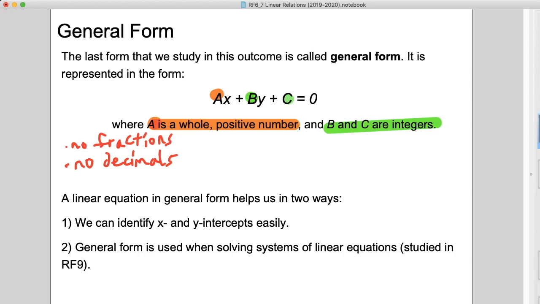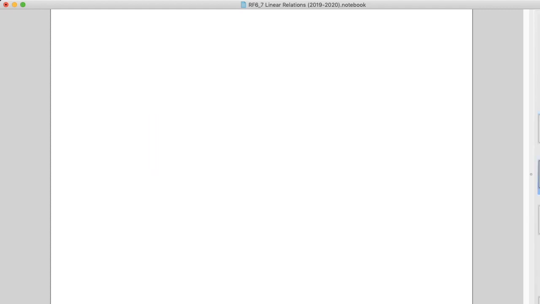Okay. Now, when we look at general form, it helps us in a couple different ways. We can identify the x and the y intercepts easily. And we can use it when we solve systems of linear equations, which will be covered in RF 9. Okay, now here's a really quick review of what we've discussed so far in this outcome. So let's go ahead and take a look at three different graphs here.